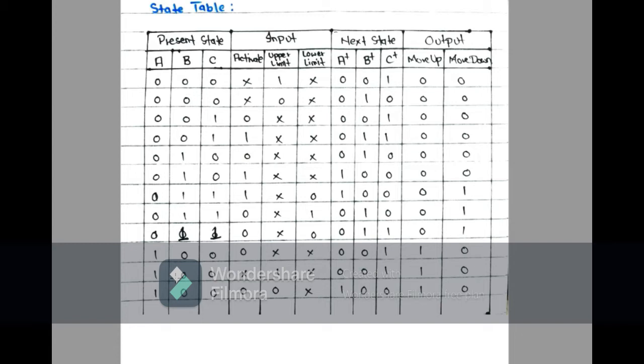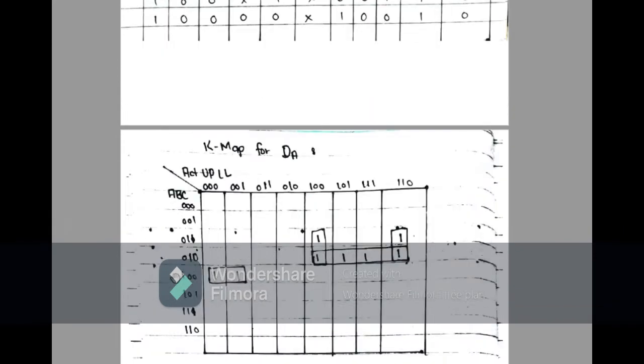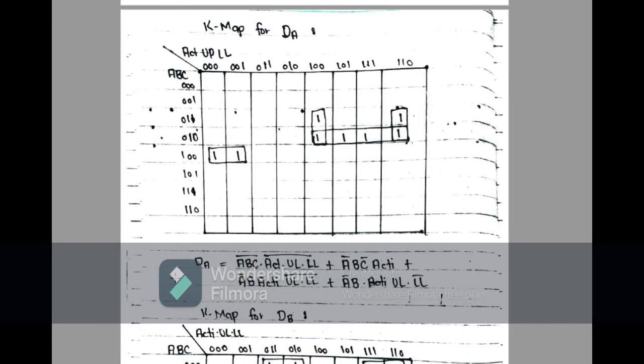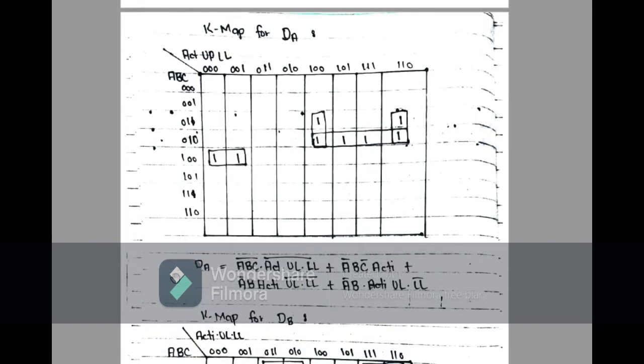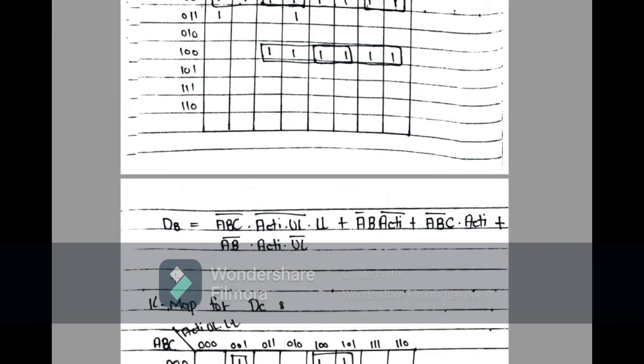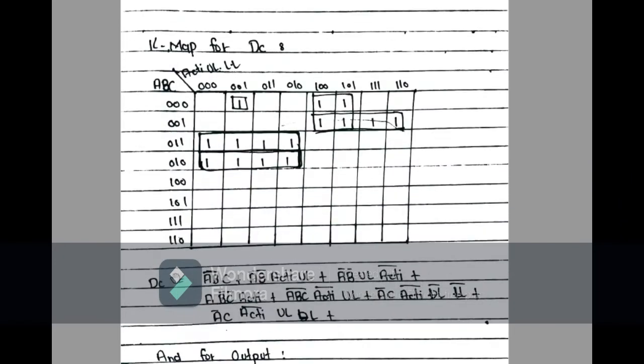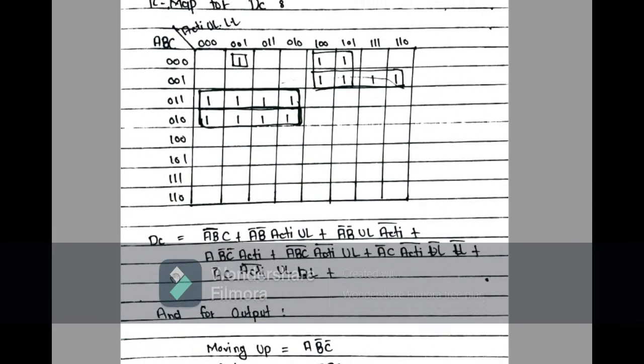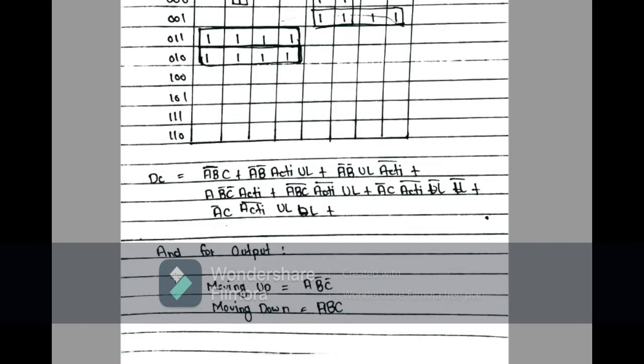So from this state table we have to make the K maps for our next states and outputs. Here you can see that I have made the K map for our next state A, which is DA, and I have derived the equation of DA to make this circuit. And then this is the K map for our B state, and this is the equation derived from that K map. And similarly this is the K map for our C state, and equation DC derived from this K map. And finally we have our final outputs, move up and move down, which are equal to A, B bar, C bar, and A, B, C.